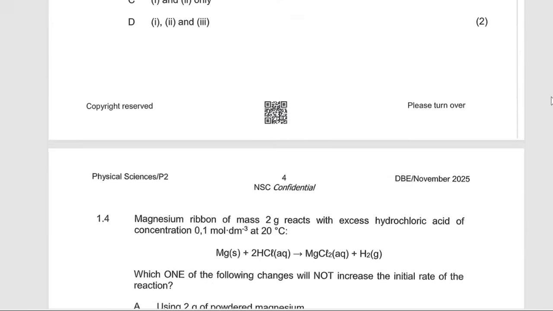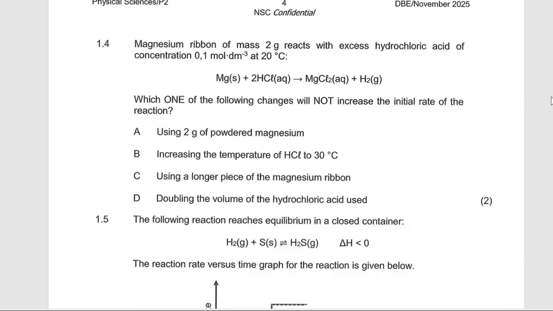Moving on to question 1.4, a magnesium ribbon of mass 2 grams reacts with excess hydrochloric acid of concentration 1 mole per dm cubed at 20 degrees Celsius. Then we're given this equation. It says here, which one of the following changes will not increase the initial rate of reaction? So now we need to understand what really affects the rate of reaction. I'll put concentration, comma, temperature, then also surface area. These are some of the factors that affect our rate of reaction.